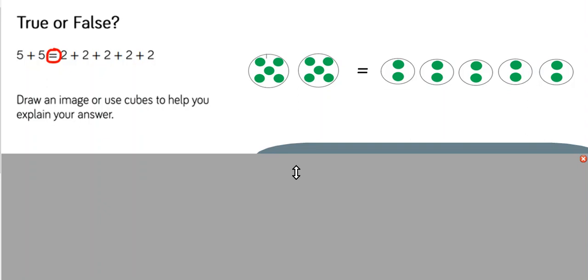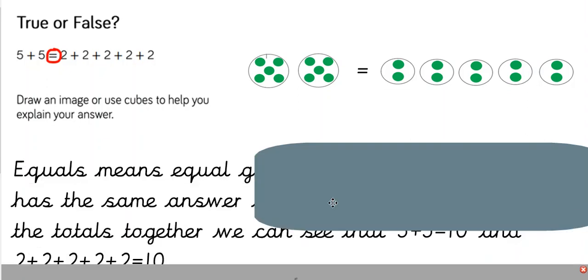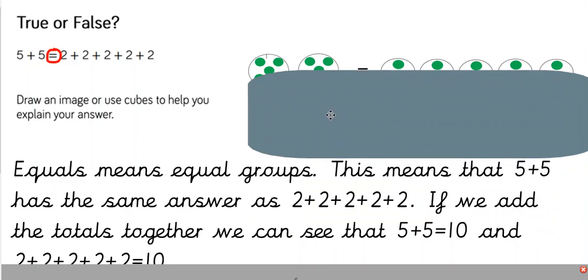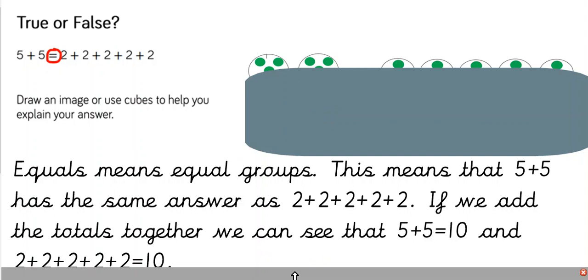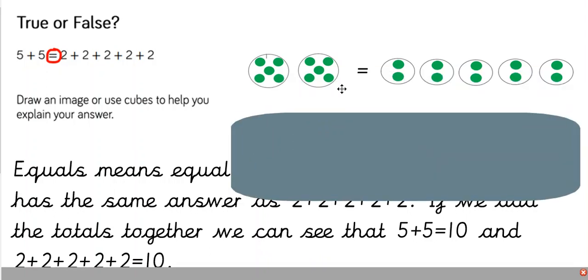Let's have a look at the answer then. So, equals means equal groups. So this means that 5 add 5 has the same answer as 2 add 2 add 2 add 2 add 2. If we add the totals together, we can see that 5 add 5 is 10. Okay, so I've got 1, 2, 3, 4, 5, 6, 7, 8, 9, 10.